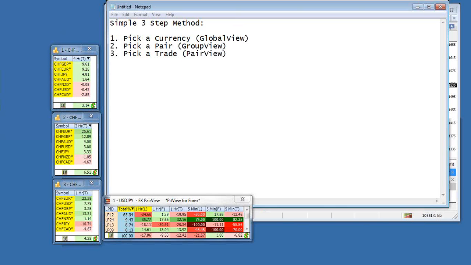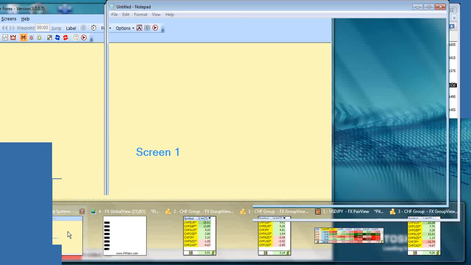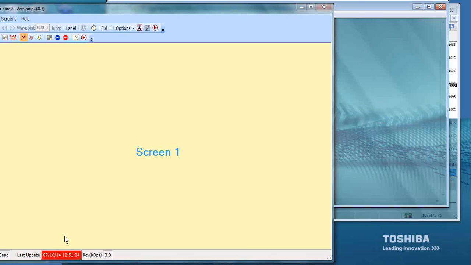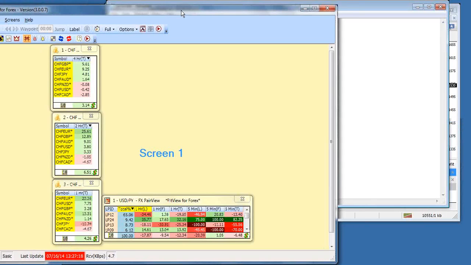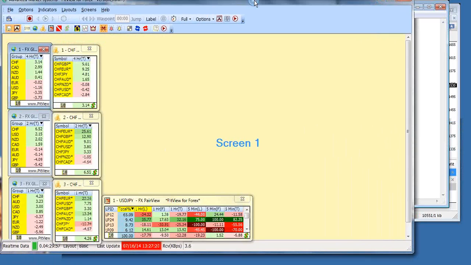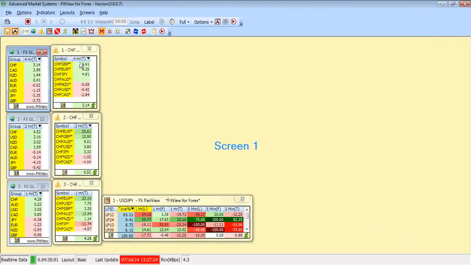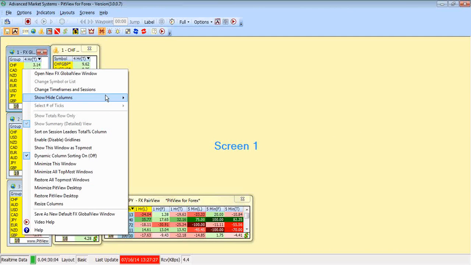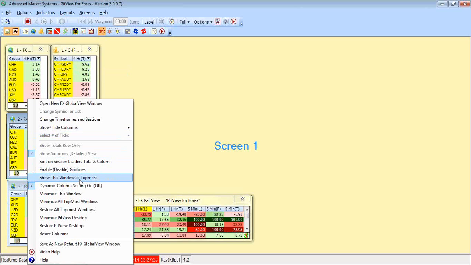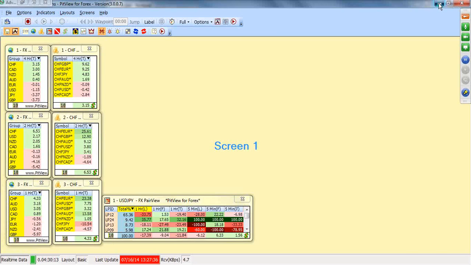Now let me pull up just a couple of other screens here. When it comes to these 3 things, in this case, I have my global view right over here. Whenever I put this on, I always have to reset these to topmost. I can bring this down.